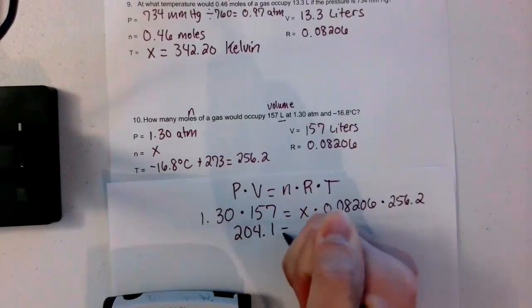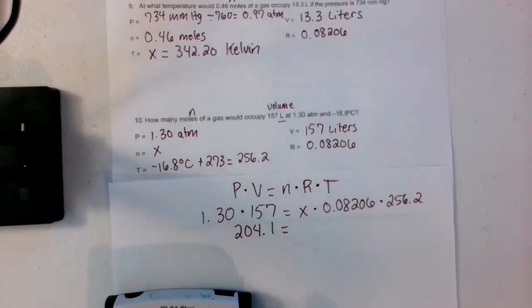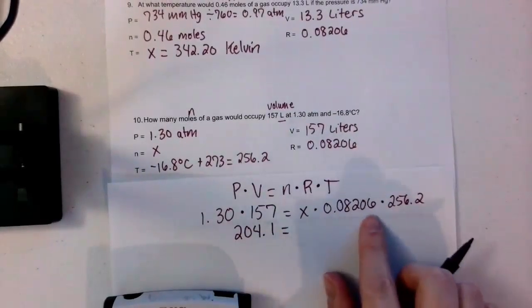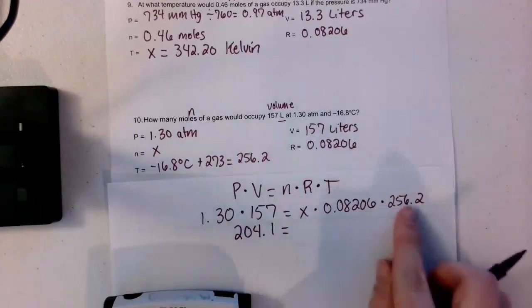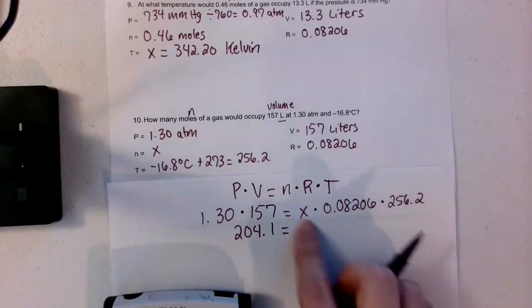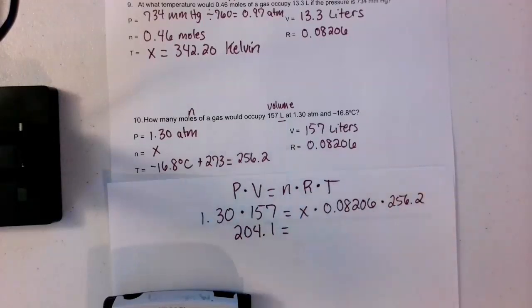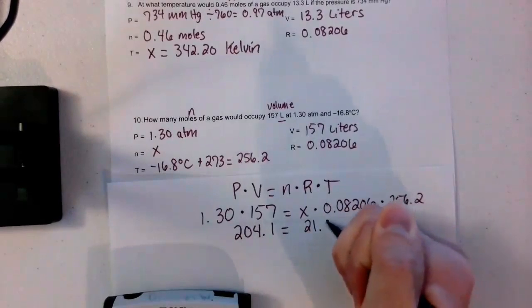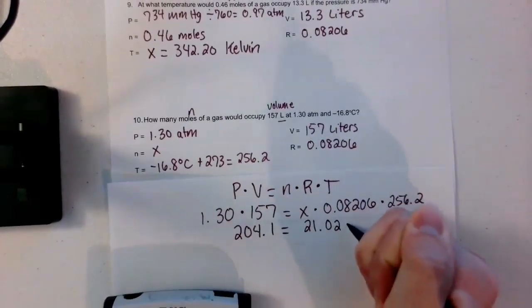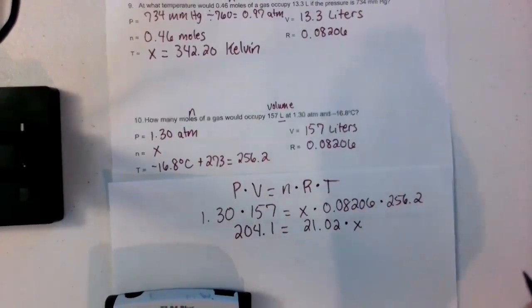So now on the left side, let's multiply the 1.30 times 157, and that's going to give me 204.1 on that side. And then on the right side, we've got X times 0.08206 times 256.2. So I'm going to multiply these two numbers together, and then I'm just going to have that with the X here. 0.08206 times 256.2 gets me 21.02, but remember it's still times X.